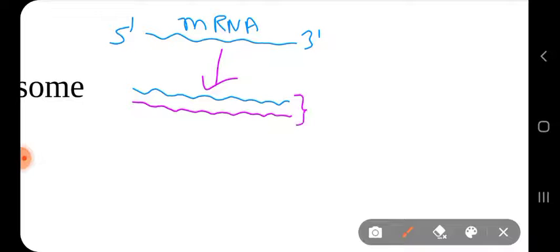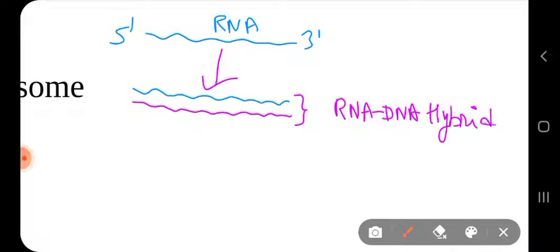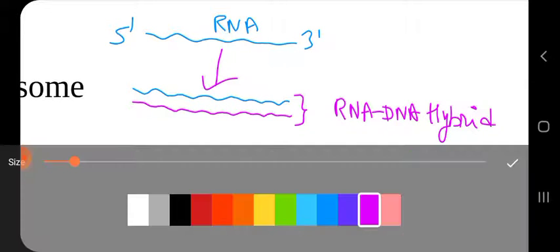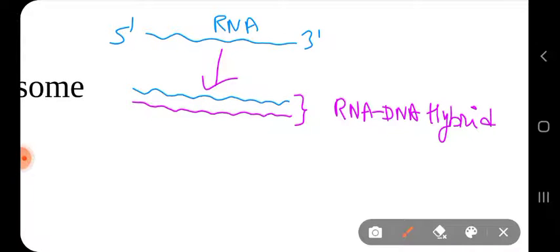Okay, this is your RNA DNA hybrid. Better not to say mRNA, I'm eliminating this mRNA part. First, an RNA DNA hybrid is formed because the RNA is the whole genome of that retrovirus, right? And this is formed by the help of an enzyme called reverse transcriptase. I'm writing it as capital RT.